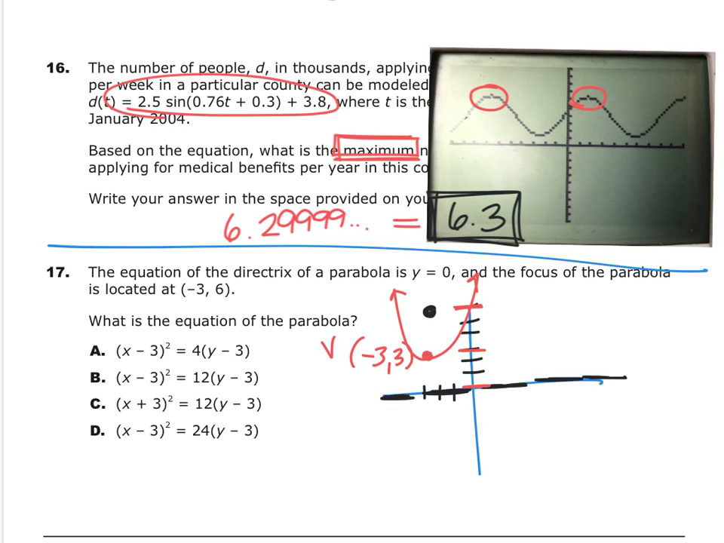And if we look at our equations, remember I need opposite inside the parentheses. So if you use that alone, the only one that's doing opposite is going to be C here. And then remember the 12 comes from 4p. So because this distance is 3 away, that's 3 times 4, which is 12. And it's positive because my parabola is going to open up.